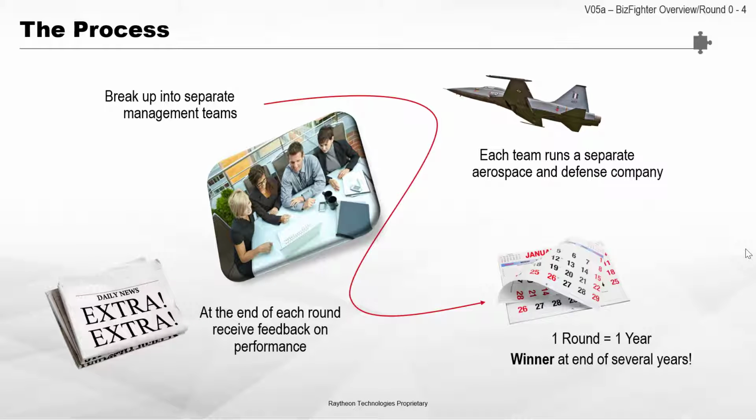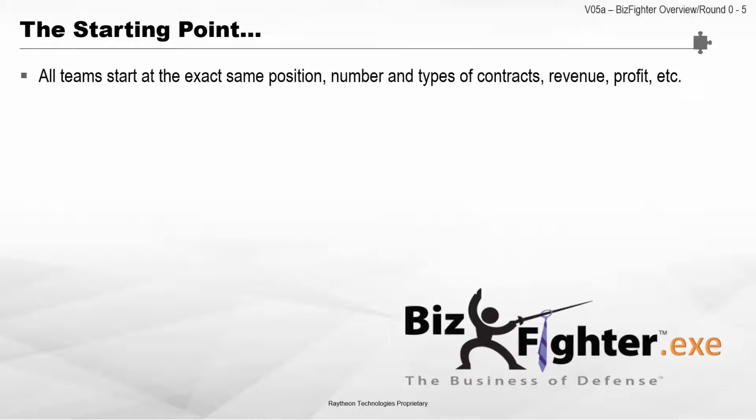Again, we've broken the class into separate management teams. At the end of each year, we're going to give you feedback on your performance as a company, whether you want it or not. And we'll also tell you how you did compared to your competitors. Now, to start with, all the teams are in exactly the same position. They've got the same profit, the same contracts, and the same endless possibilities. It's what you do from here that starts to make the difference. And we'll let you decide what you want that difference to be and how you're going to execute on that.